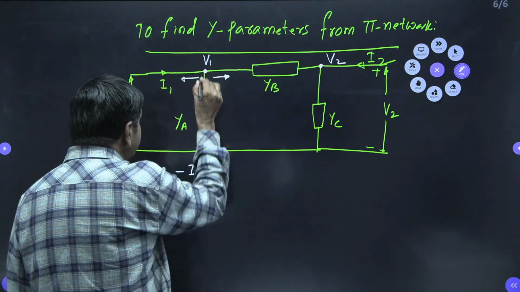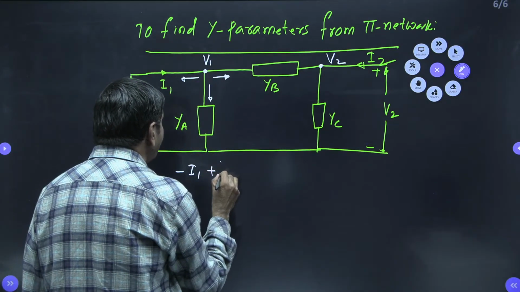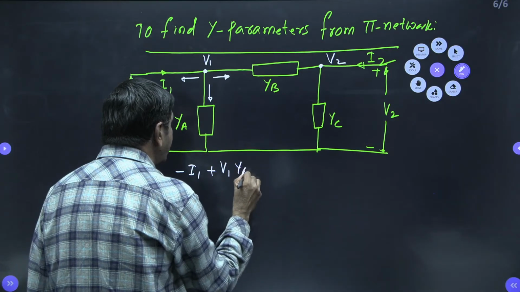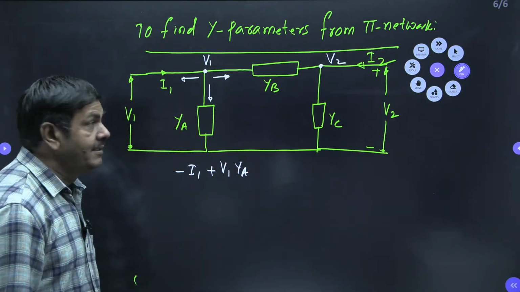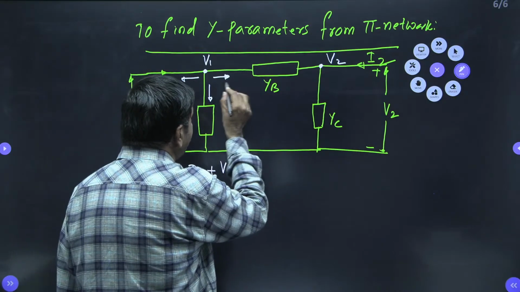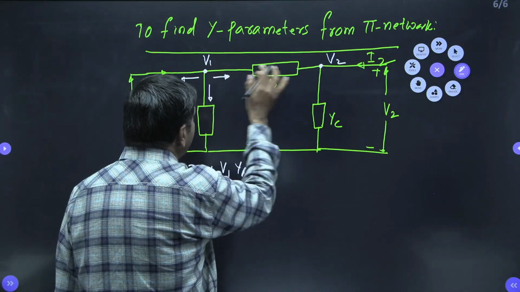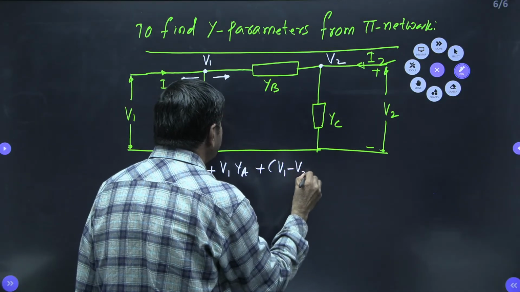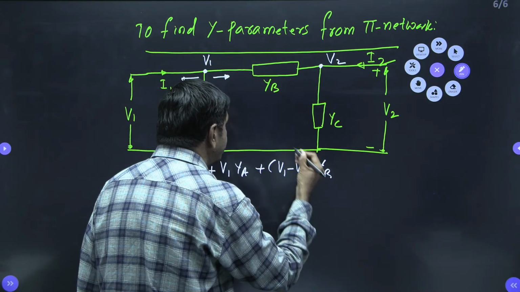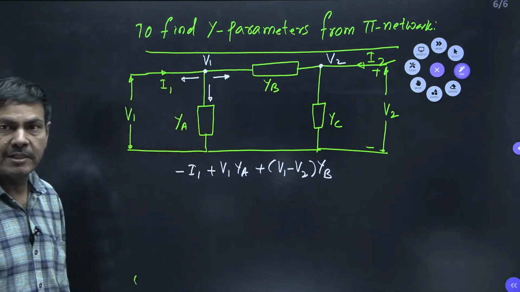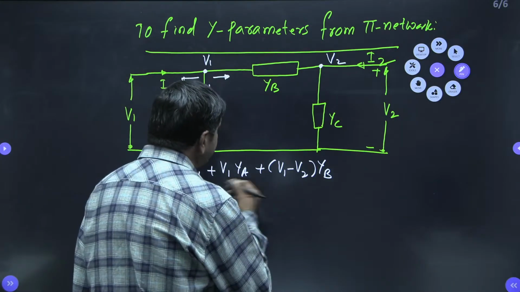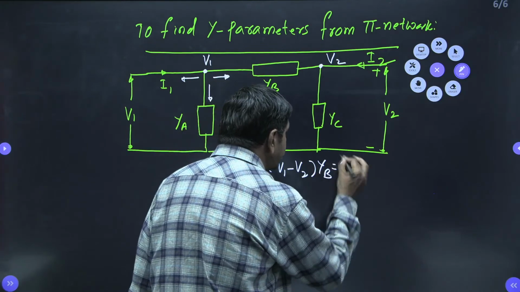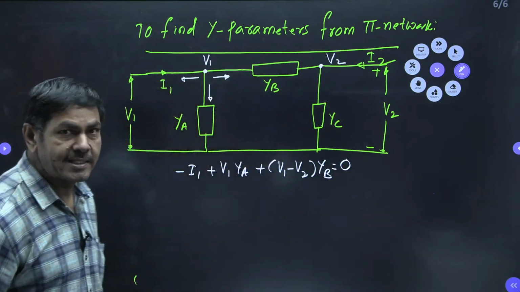This current plus this current is nothing but V1 into YA. Voltage into admittance, you know very well. What about this current? Current through YB: V1 minus V2 into YB I can put now. Voltage into admittance I can write now. Summation of all these currents equal to 0 as per nodal analysis.